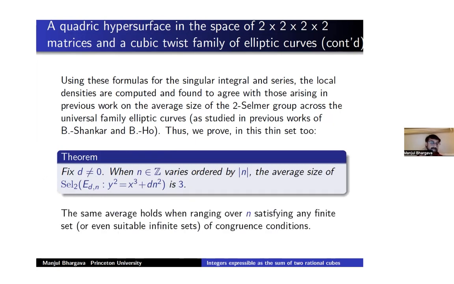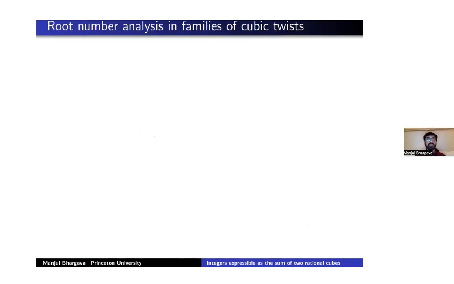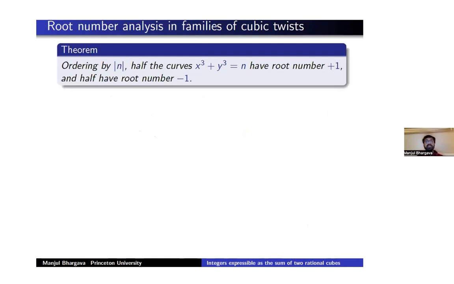And we show that the same average of 3 holds even when n satisfies any finite set or even suitable infinite sets of congruence conditions. So this 3 is very, very stable. It's true for all elliptic curves. It's true for these thin families. It's true for these thin families of cubic twists where we even impose any congruence conditions. So this 3 is very, very stable under restricting to subfamilies and imposing congruence conditions. And that's basically what allows us to prove the main theorems.